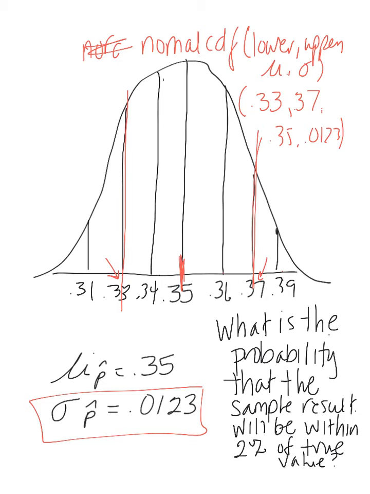And it would go ahead and give you approximately 90% because it's 0.8968. So approximately 90% of the sample results will be within 2% of the true value.